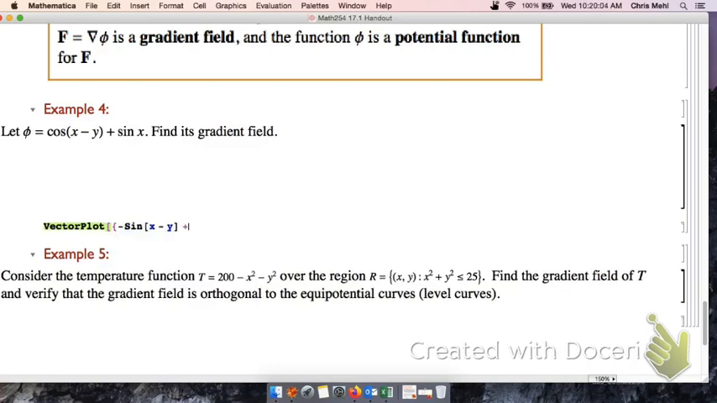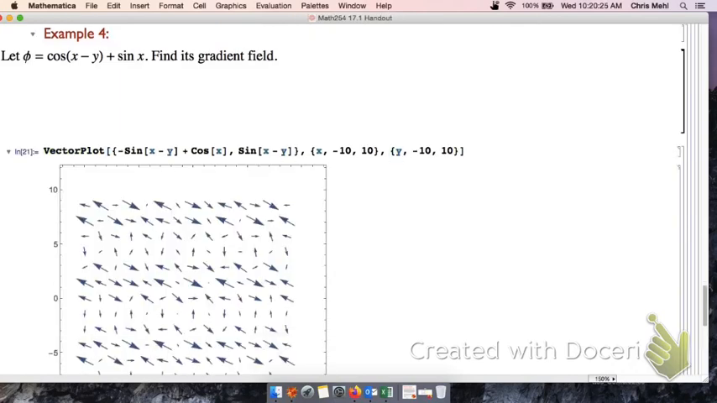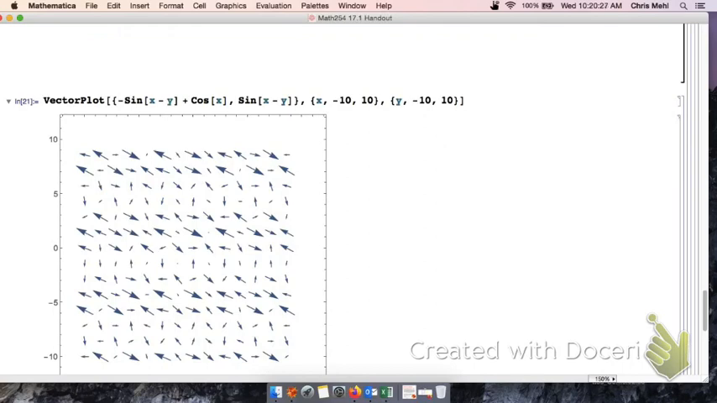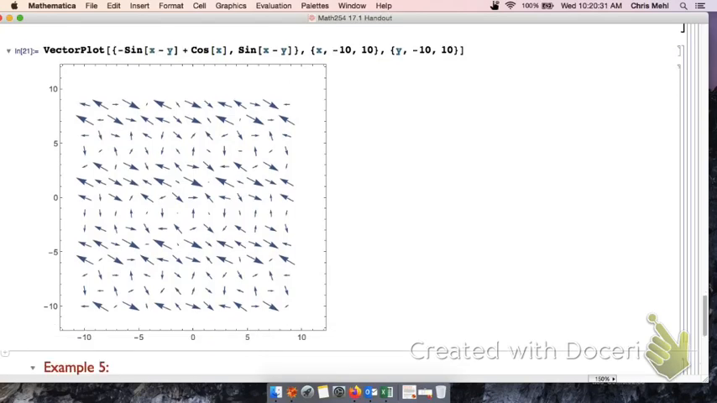It's minus sine of x minus y plus cosine of x, comma, and then it was sine of x minus y. I can do x from negative 10 to 10, y from negative 10 to 10, and that is just a bonkers looking vector plot.